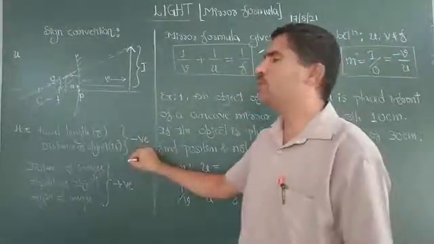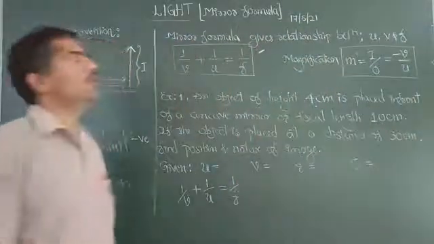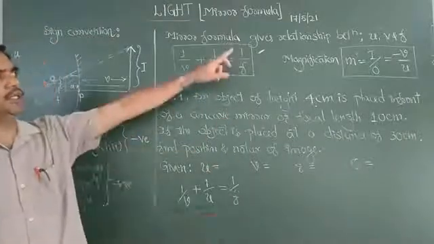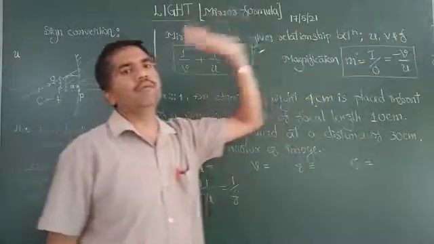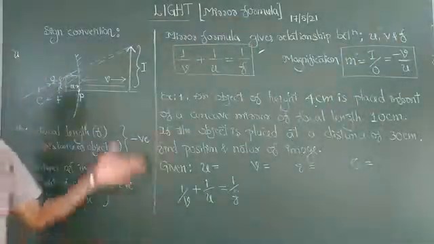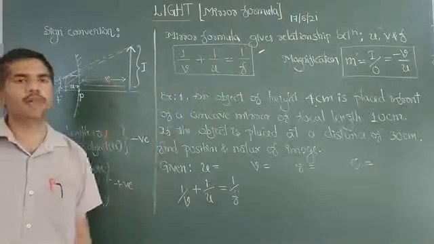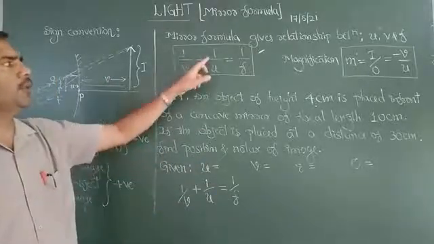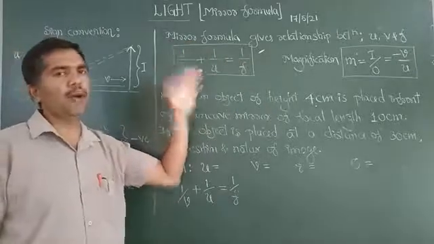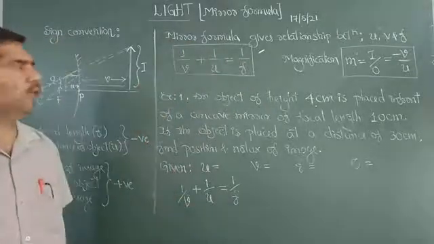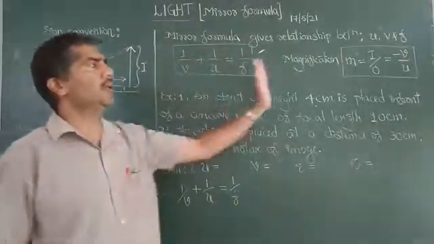Then where do we use this sign convention? That is in the mirror formula. The mirror formula gives a relationship between the distance of the object u, the distance of the image v, and the focal length f. They are interrelated by the formula 1 by v plus 1 by u equals 1 by f. This is known as the mirror formula. Then we study magnification; we shall go to that later.